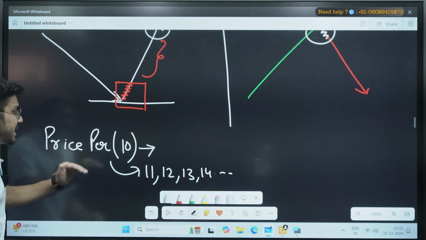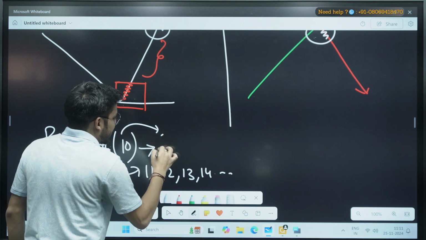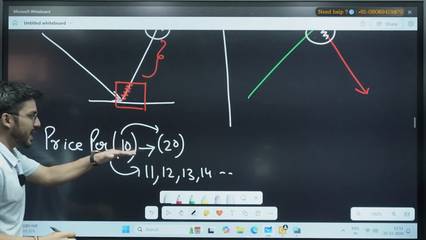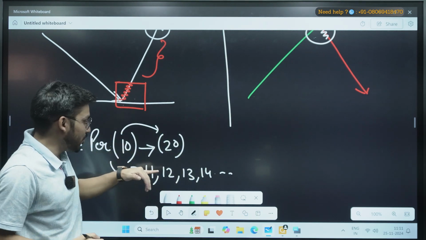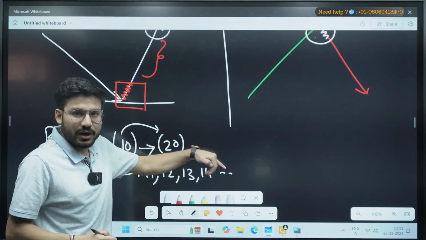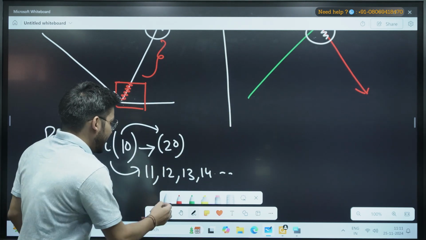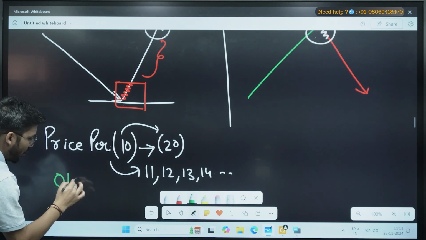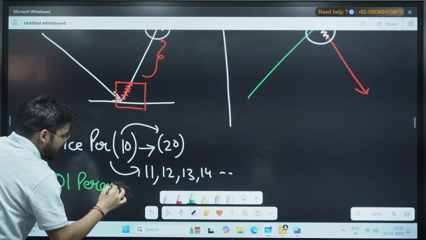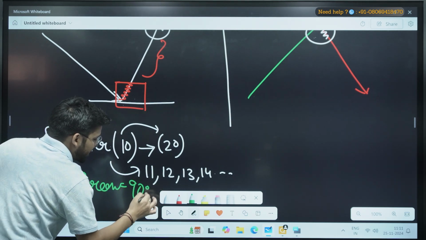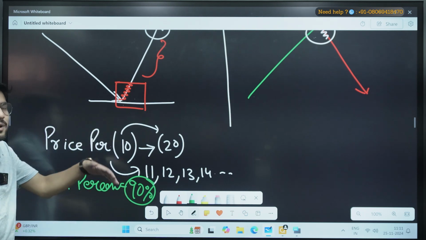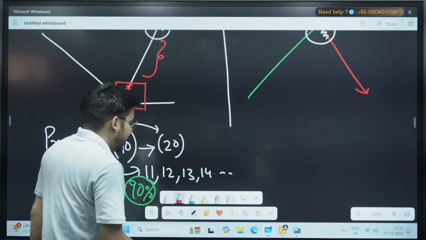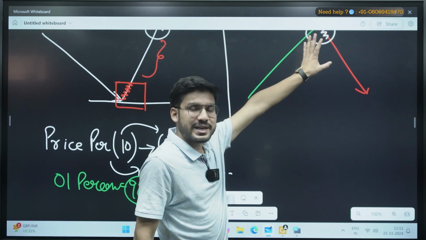So my price percentile should remain between 10 to 20, and it should be gradually increasing from 11 to 12, 13, 14, likewise. Similarly, as I said, the OI percentile will be constant. For the OI percentile, I want it to remain at the 90th percentile, approximately, or above that as well.